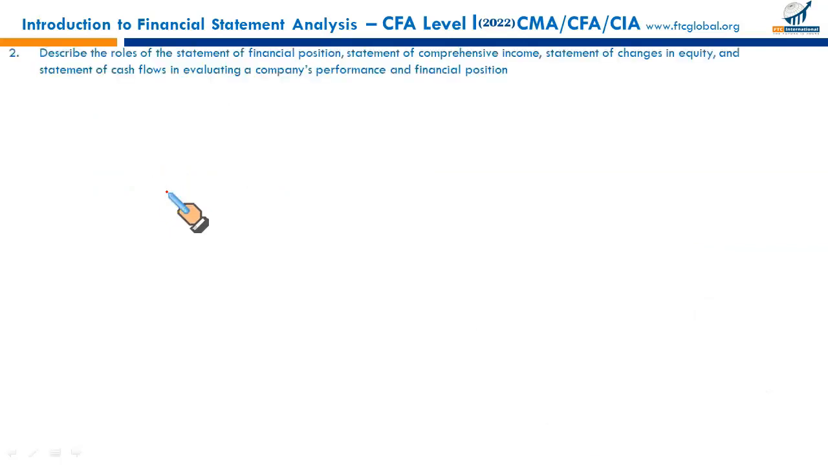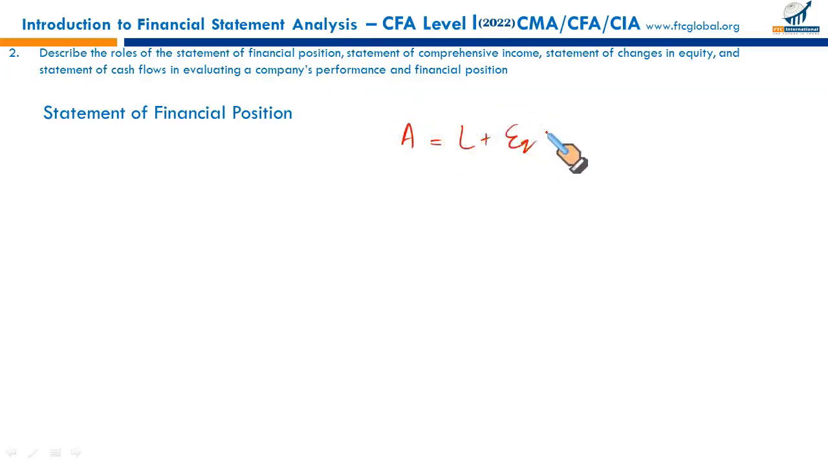Moving on to your next LOS: describe the role of the statement of financial position, statement of comprehensive income, statement of changes in equity, and statement of cash flows in evaluating a company's performance and financial position. Doing it bit by bit. First, the statement of financial position, also called the balance sheet. It is a statement at a particular point in time that shows the company's assets, liabilities, and equity. It's simply a statement showing assets, liabilities, and equity.